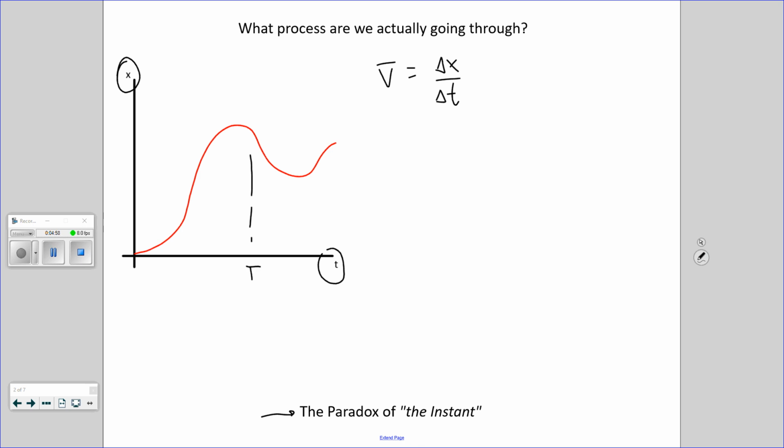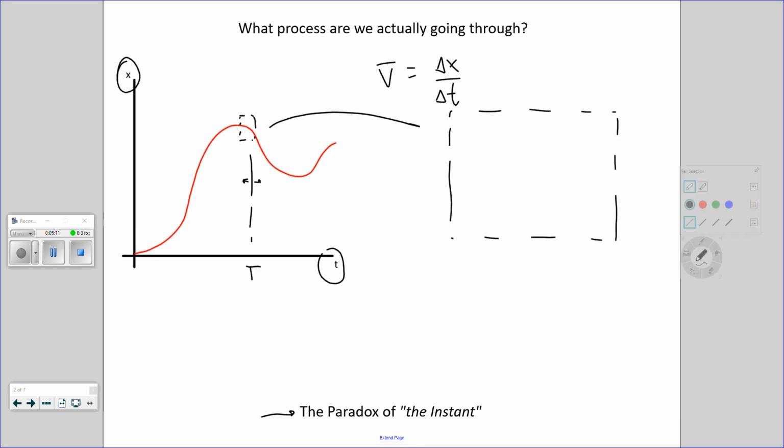So if we want an instantaneous velocity, we have to look a little bit this way of t and a little bit this way of t, and take that little section of this graph. That section looks like that, right? And what would be nice is if time t is in the middle of that, so here's time capital T.